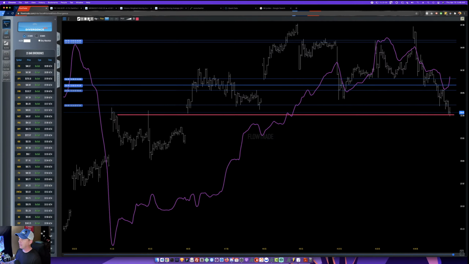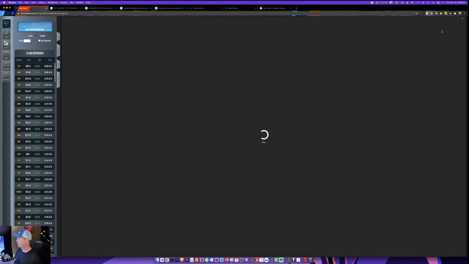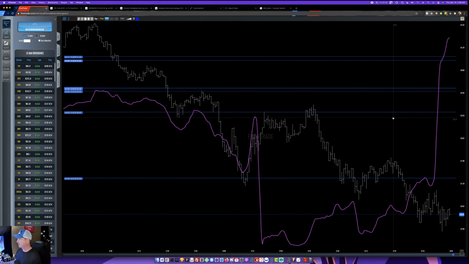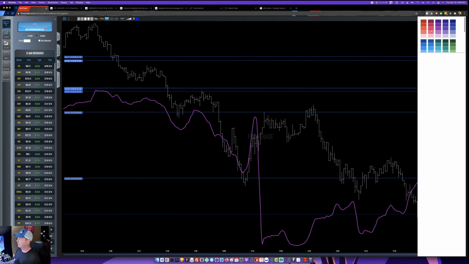the algo has diverged and is curling up on the 15-minute, bringing it down to the 1-minute, which is more of an intraday trade. Massive 90-degree divergence. This indicates institutional money has started buying very strongly. So this may be back in the rotation.